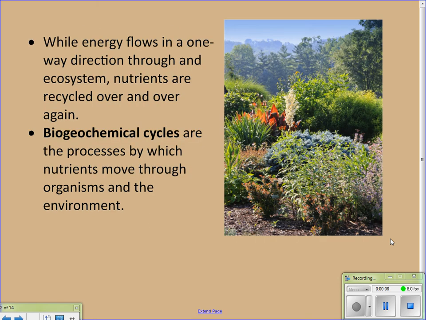This podcast is on biogeochemical cycles. So if we remember from ecosystems, energy in ecosystems flows in a one-way direction. They go from producer to consumer and so on. Biogeochemical cycles are different. Nutrients cycle through in the environment.